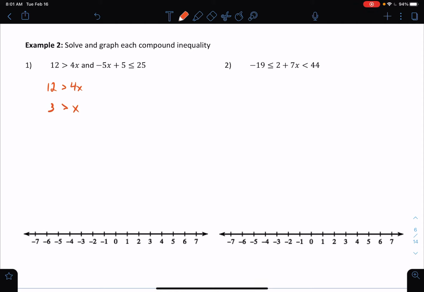I'm not going to worry about graphing right now. The most I can do is put an open circle at 3. That's the only thing I should do right now.